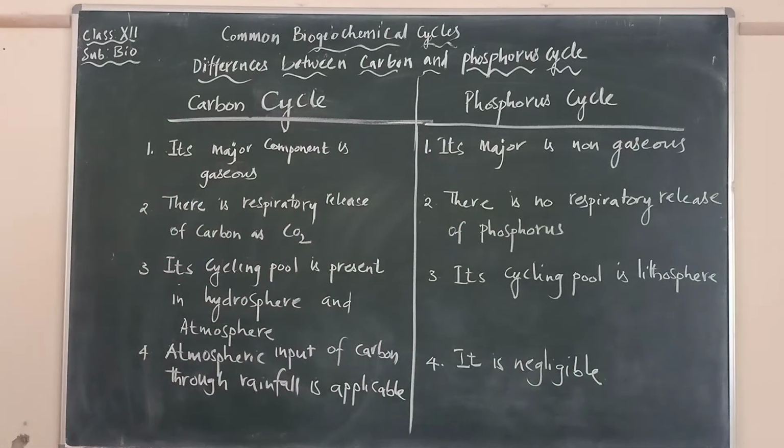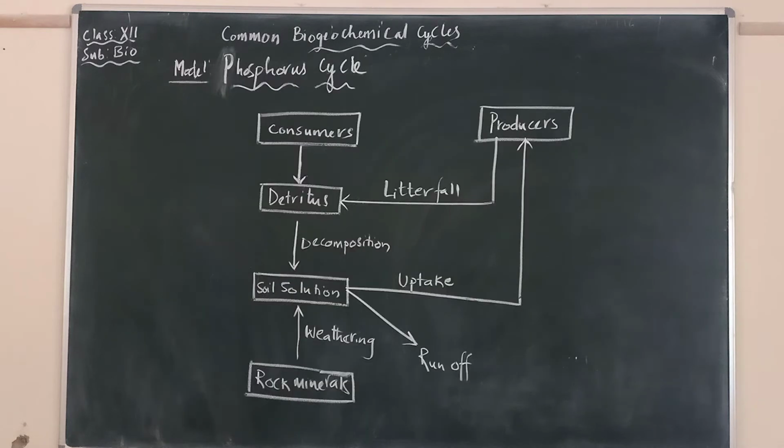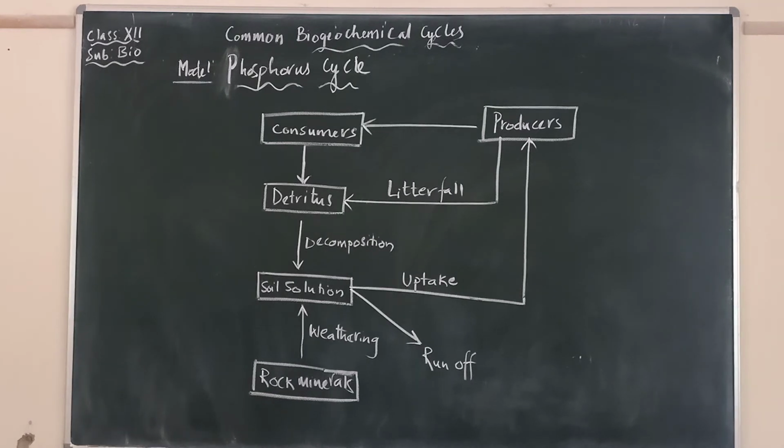So these are simple differences that we have to keep in mind when we discuss the carbon cycle and the phosphorus cycle. Quickly, we will be seeing the flow chart of the phosphorus cycle now. Here is a simple model of the phosphorus cycle, which we are going to go through now.